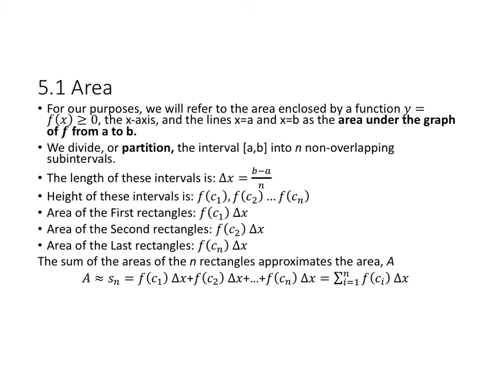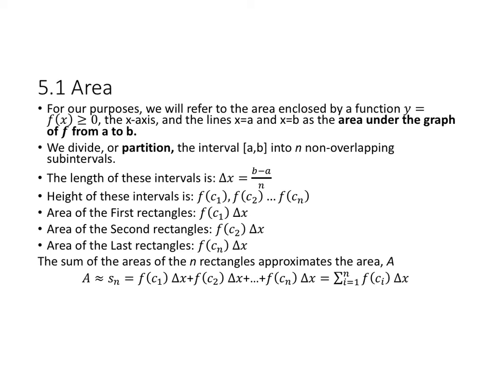So this slide is a whole bunch of definitions. So let's just talk about it, and then we'll go through each one of what they're talking about. For our purposes, we will refer to the area enclosed by a function y equals f of x. It's going to be greater than 0. On the previous slide that we talked about, we're only looking at positive area. The x-axis is going to be one of the bounds, and then x equals two different numbers, a and b. So that's our start and our end point. And we're going to refer to that as the area under the graph from a to b. So in our previous one, it was between 2 and 4.